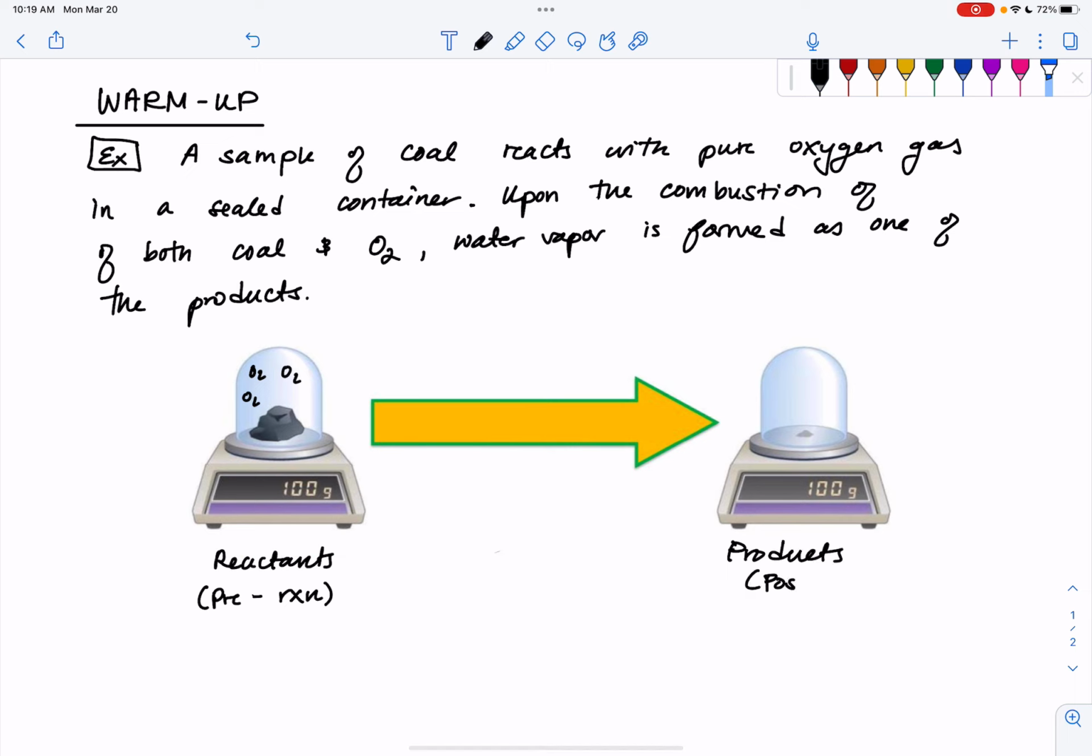Or our post-reaction conditions. Which means that this arrow here is showing the combustion reaction between coal and oxygen. So this warm-up hasn't asked us anything yet. So let's see here.